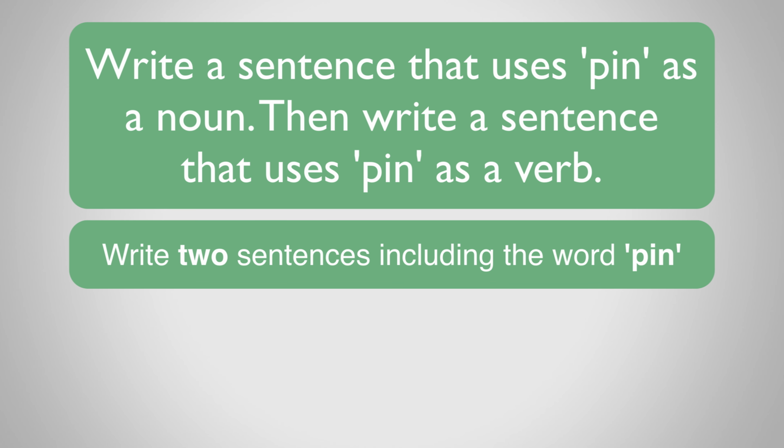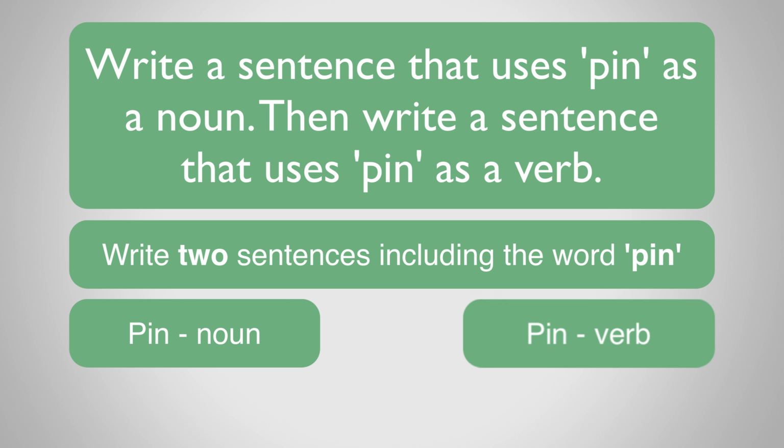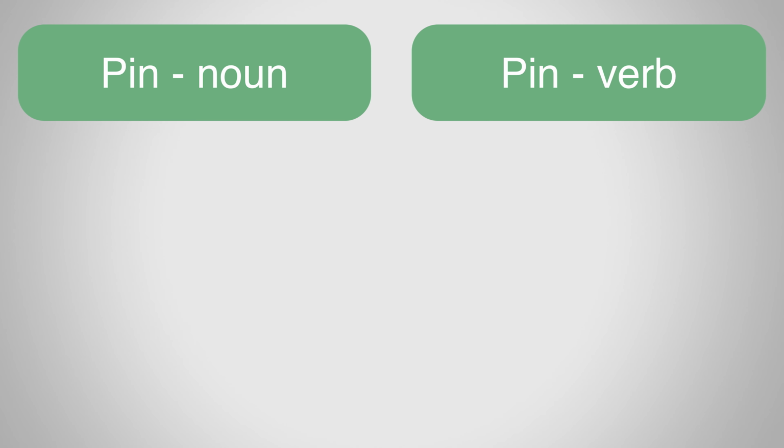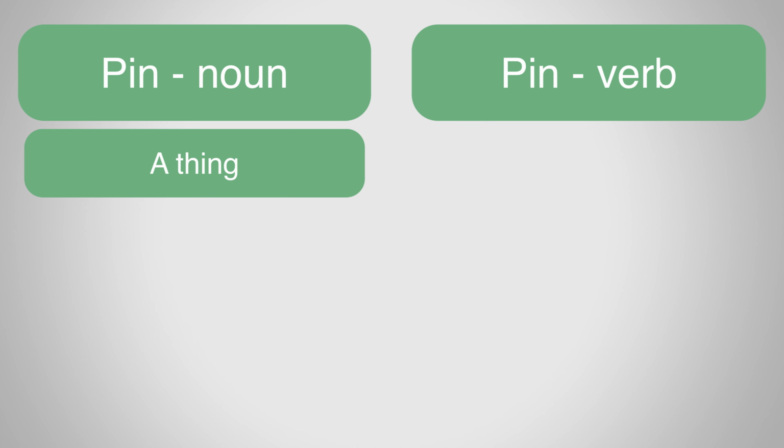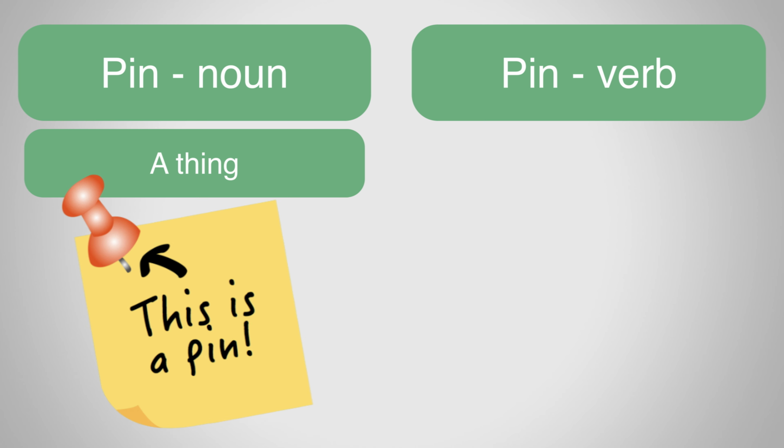So we're being asked to write two sentences, both including the word pin. But in the first sentence, pin must be a noun. That's a thing. And in the second sentence, pin must be a verb. That's an action. Okay, let's start by making sure we know how pin can be used in these two different ways. A pin, as a noun, is a thing, something you can hold, such as a drawing pin.